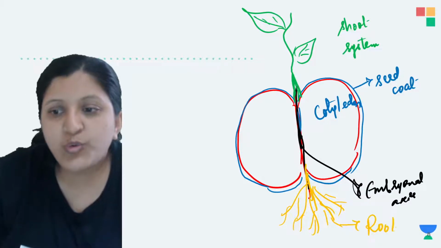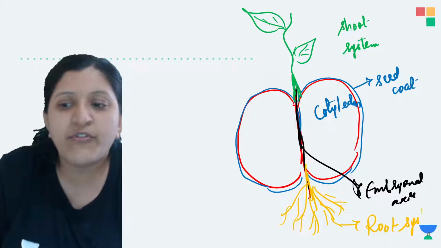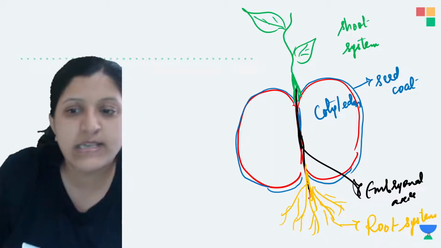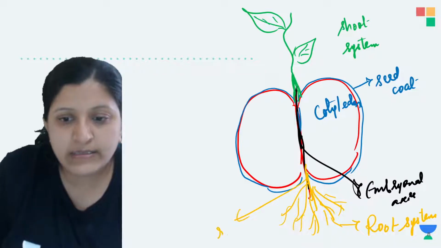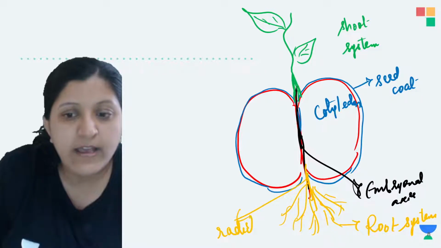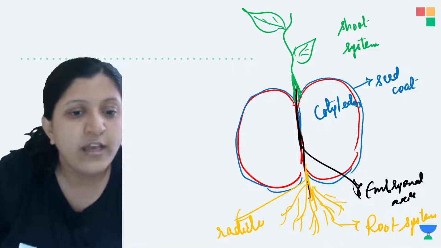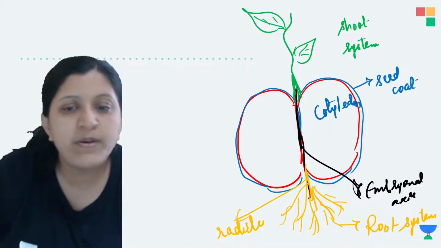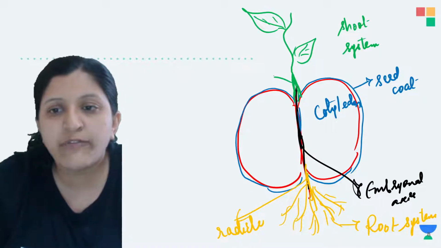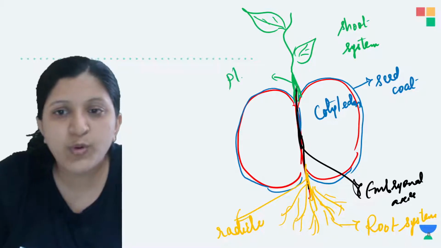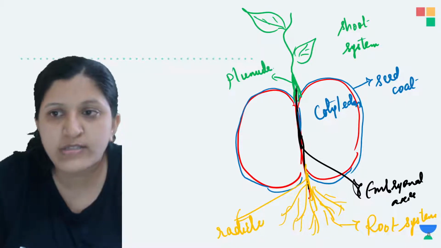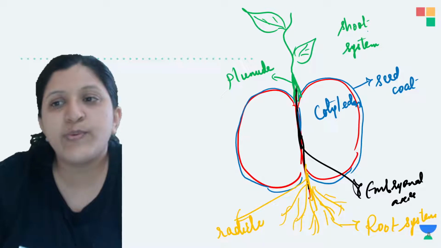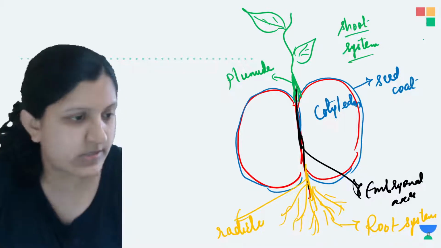Okay, so the root system is coming from what? The root system is coming from the radical. Okay, so it is from the radical. The shoot system is from what? The shoot system is from the plumule. So this one was the plumule. So plumule will give rise to a shoot system, and this will give rise to a shoot system.